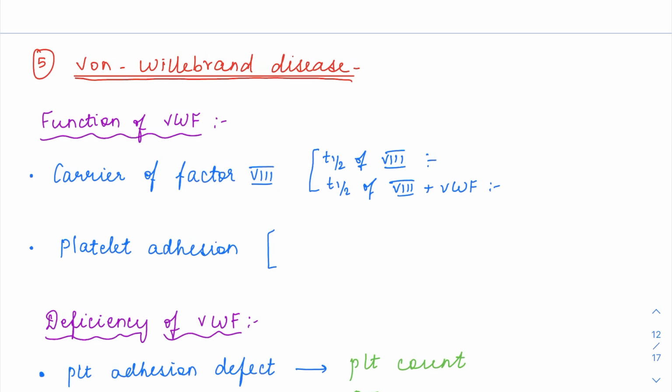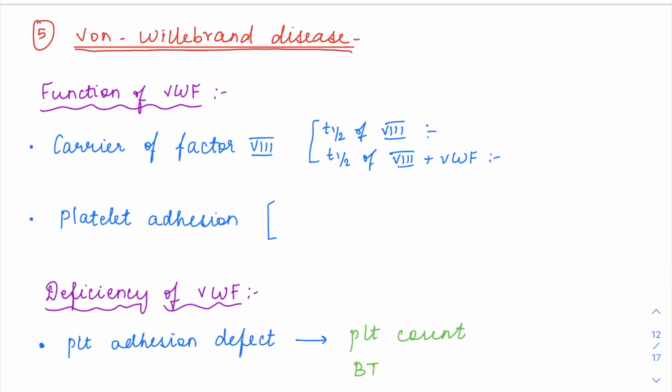So without this Von Willebrand factor, what will happen to the factor 8 is they will be damaged easily. So factor 8, I already told, it is a labile factor. Remember, it is quite prone for damage. So without Von Willebrand factor, factor 8 is going to be lost. It is going to be broken down. So these two are the major functions of Von Willebrand factor. So it is a carrier protein for factor 8.